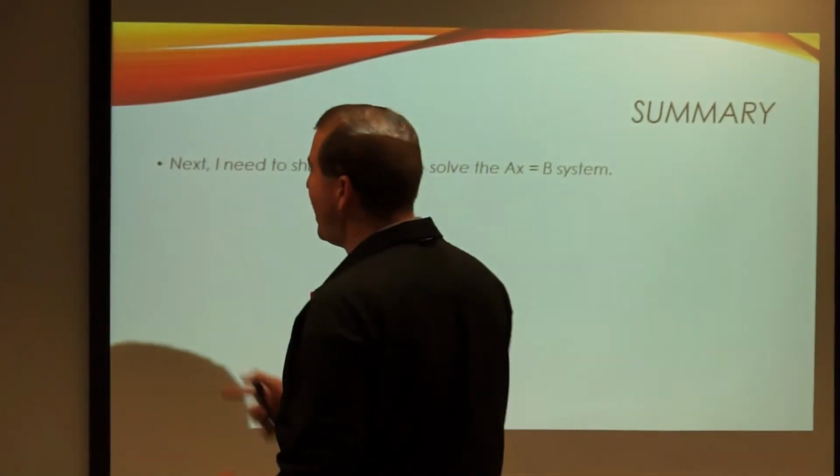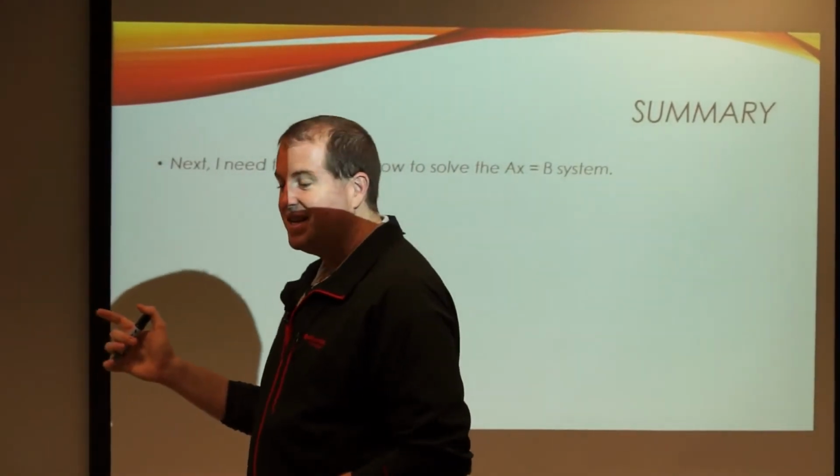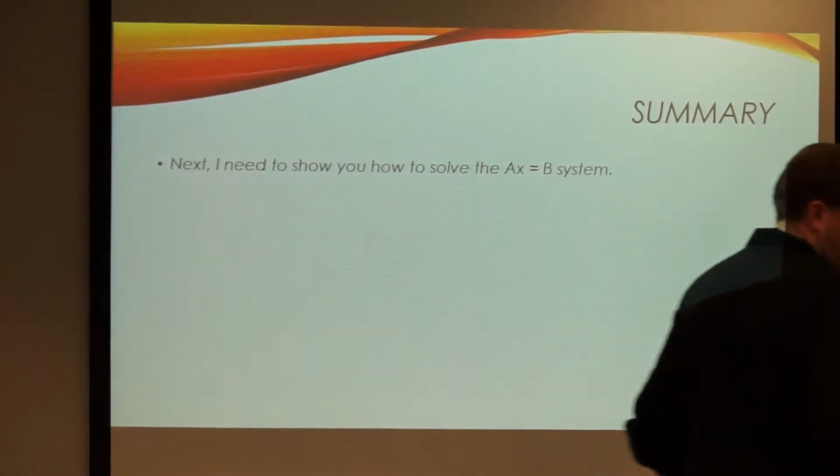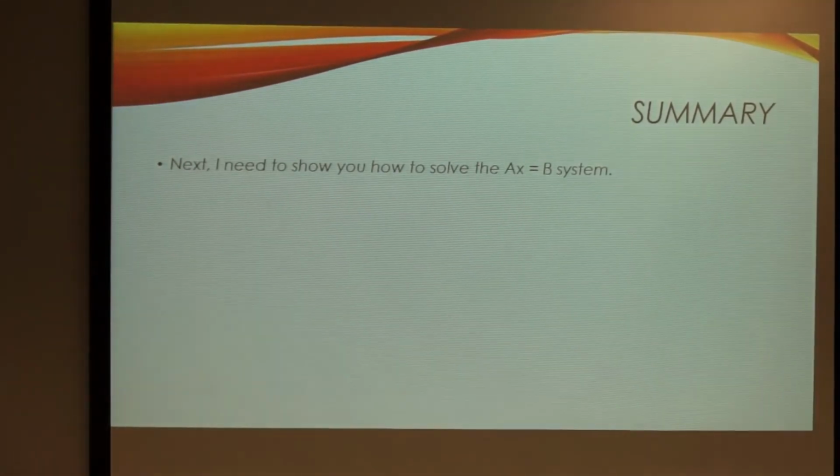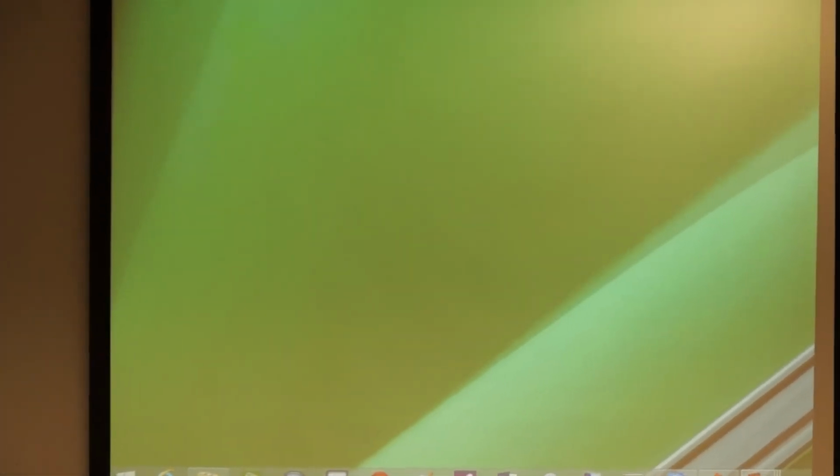So I've just derived how to build the A matrix for steady and unsteady. Now we're going to look at how to solve that stuff. How to solve the AX equals B system. Let's get started on that.